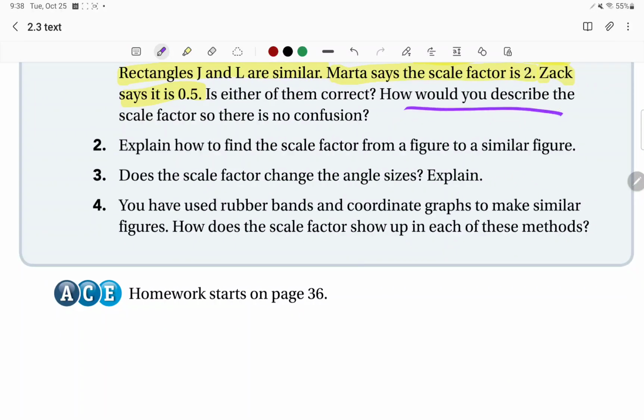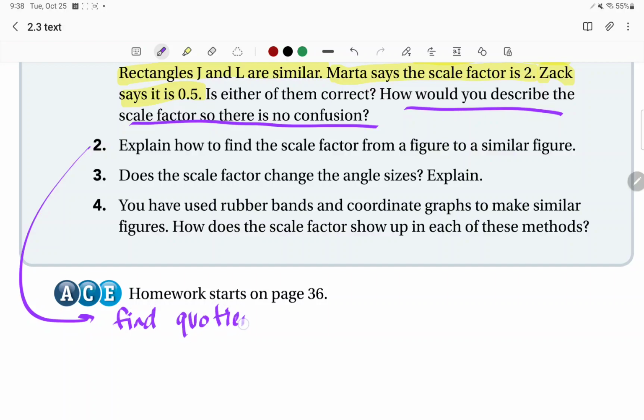And that is right there. Number 2, explain how to find the scale factor from a figure to a similar figure, right? You would just take the sides and find the quotient of the sides.